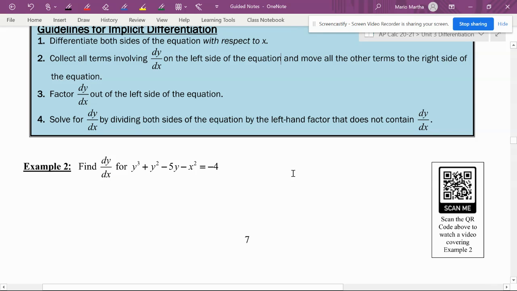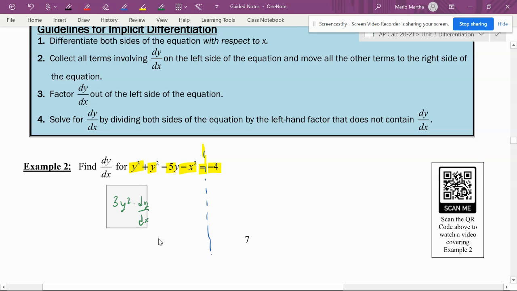So what we're going to do is, again, take the derivative of each. So y cubed, y squared, and then minus 5y minus x squared equals negative 4. So we're going to take the derivative of both sides. We draw a line here. So if I take the derivative of 3y cubed, I end up with 3y squared times dy dx.